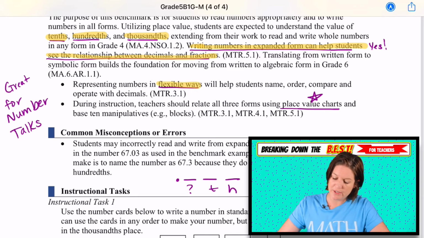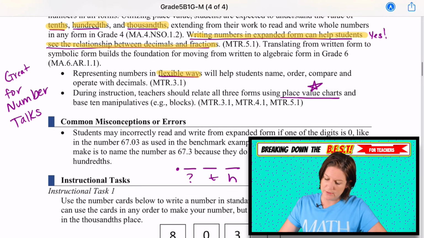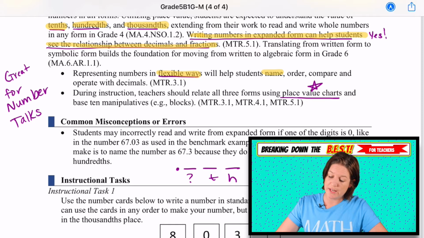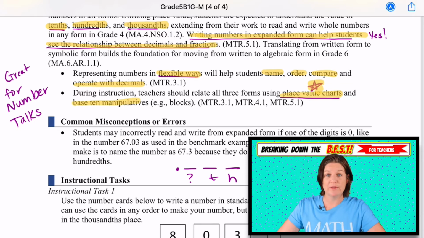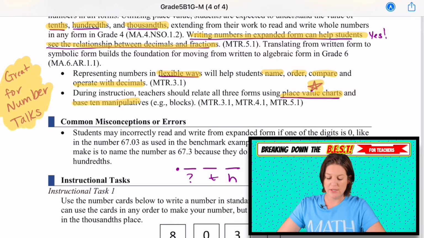We're focusing on representing numbers in flexible ways, which will help students name, order, compare, and operate with decimals. This is coming up in our other standards. And it says, during instruction, teachers should relate all 3 forms using place value charts and base 10 manipulatives. And I've started this because we will definitely be using place value charts when we are working with these 3 forms of numbers.